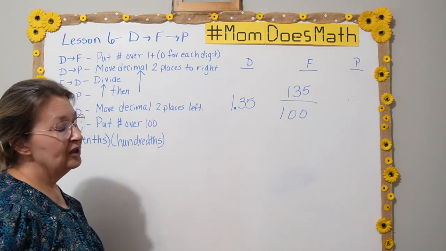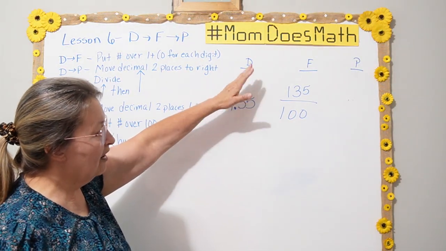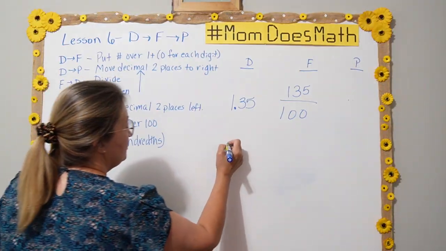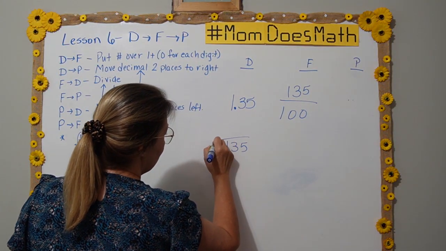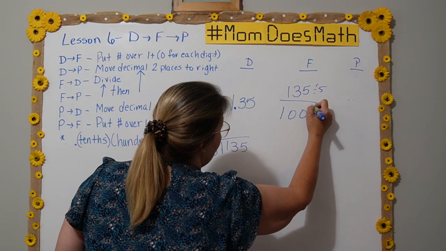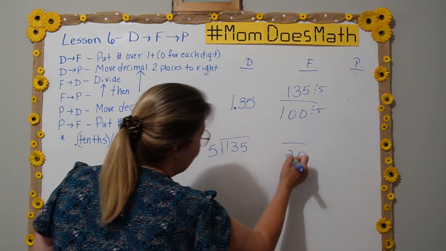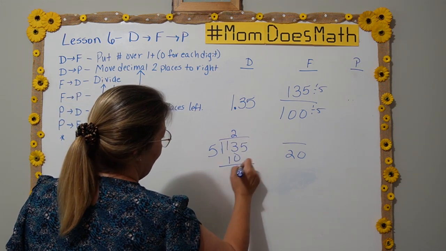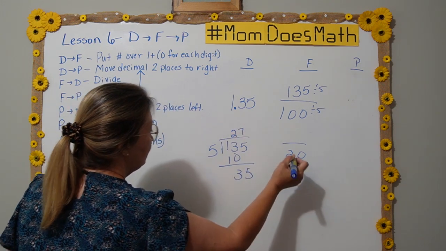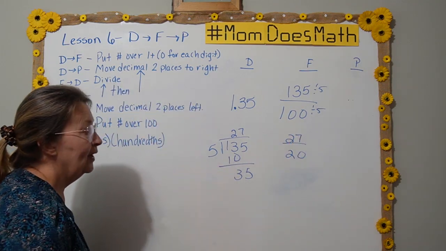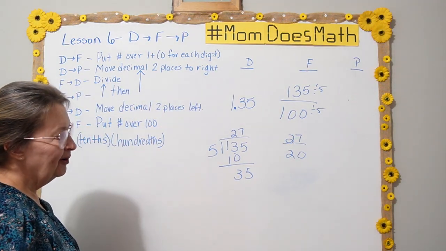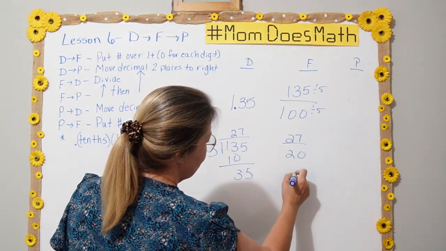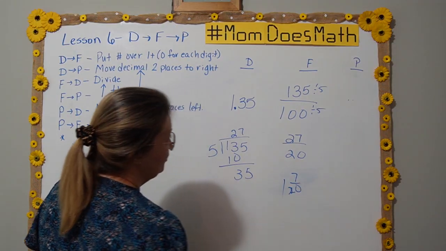Now, that can be reduced down. What will go into both of these? Automatically, you know, 5 will, because this ends in a 5 and this ends in a 0. So I'm going to divide both of these by 5. Now, the bottom obviously will be 20. 5 will go into 13 twice and bring down the 5, 7. So you have 27 over 20. And you can leave it improper. If you want to make it a mixed number, 20 goes into 27 once. So that would be 1 and 7/20.